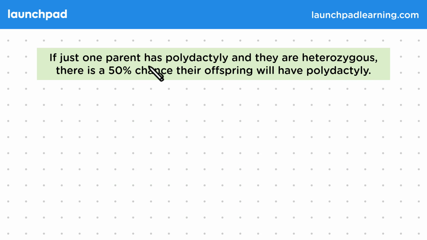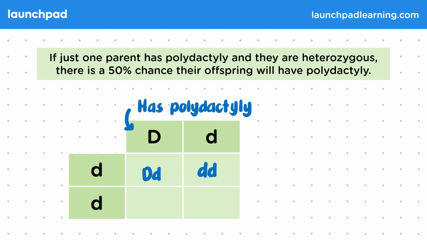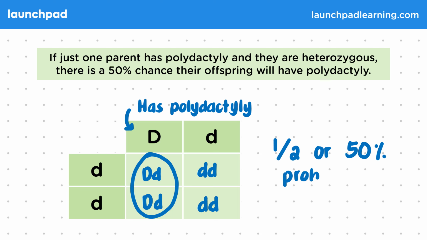If just one parent has polydactyly and they are heterozygous, there's a 50% chance their offspring will have polydactyly. So in this example, this parent has polydactyly because they have one dominant allele. The other parent is homozygous recessive. When we fill out this genetic cross, we end up with this ratio of genotypes. You can see that 50% will have the dominant allele, so there's a 50% probability of the offspring having polydactyly.